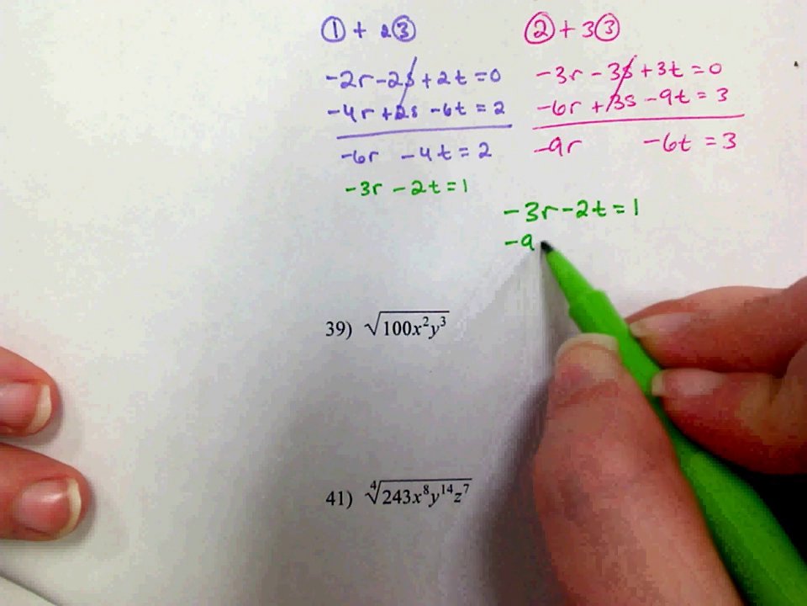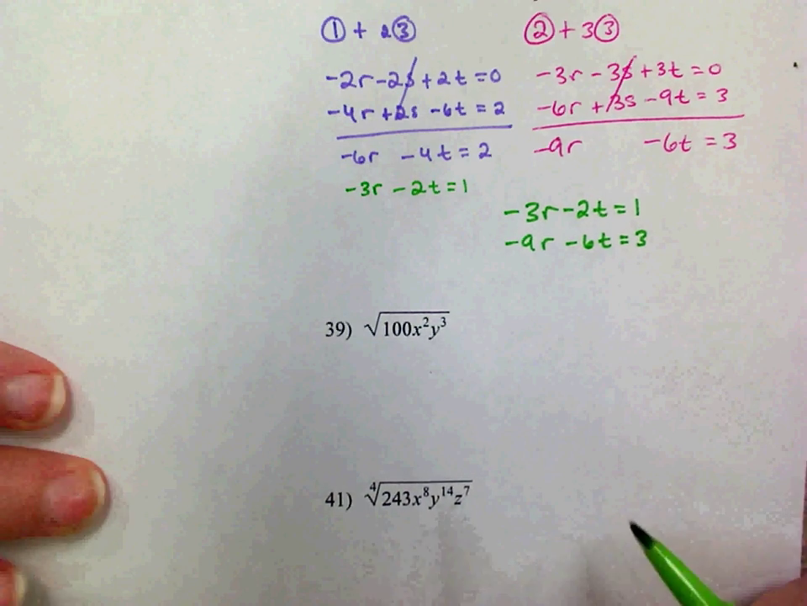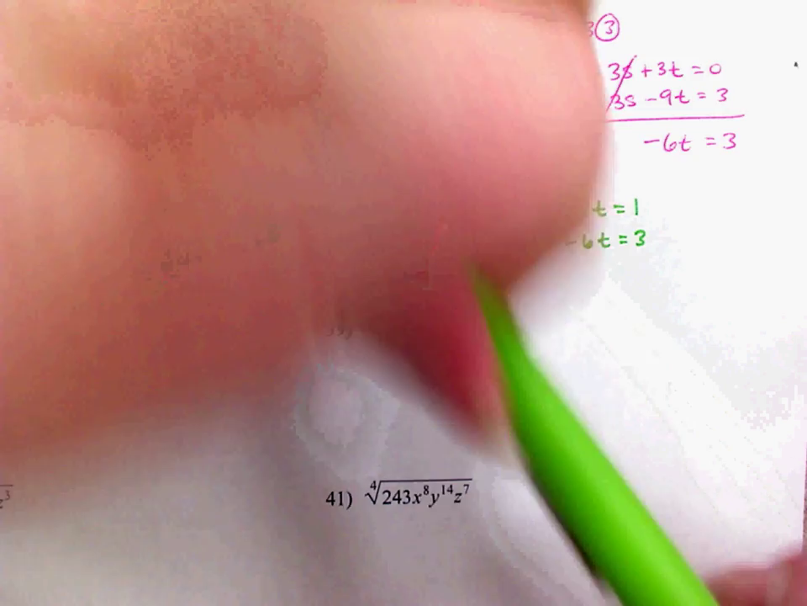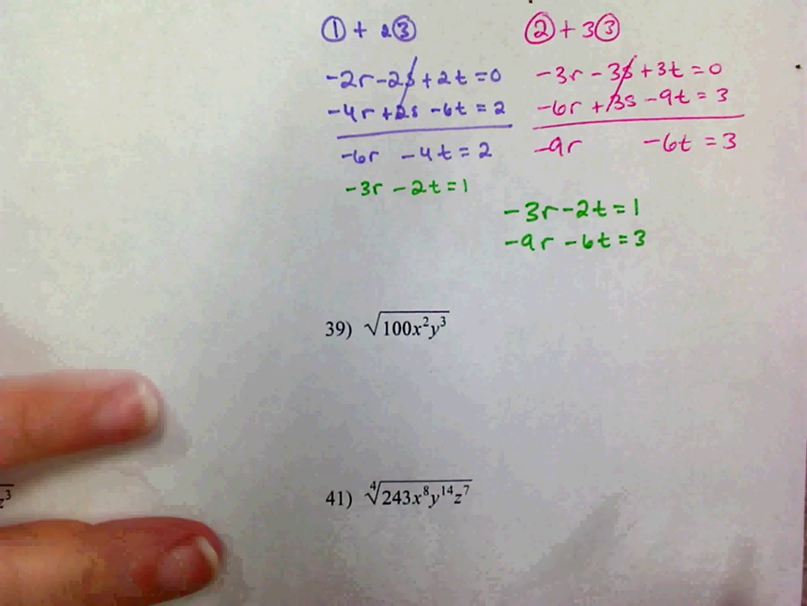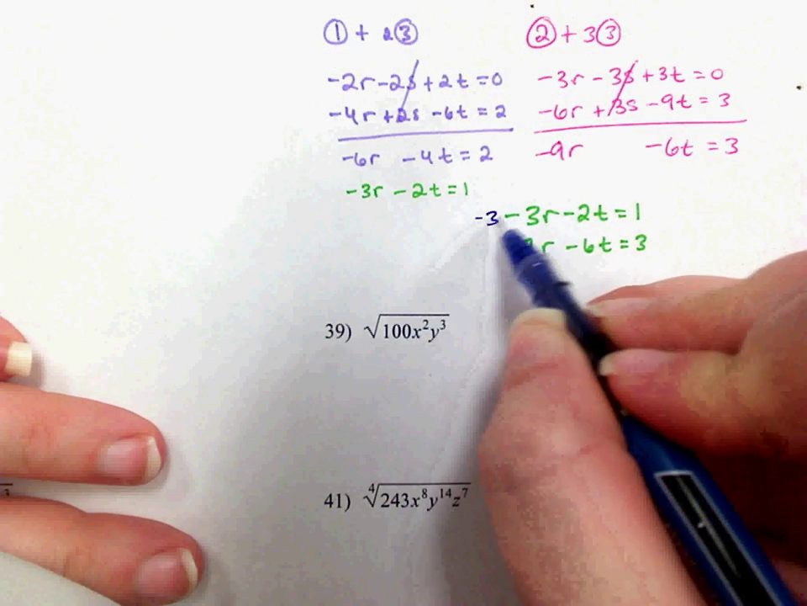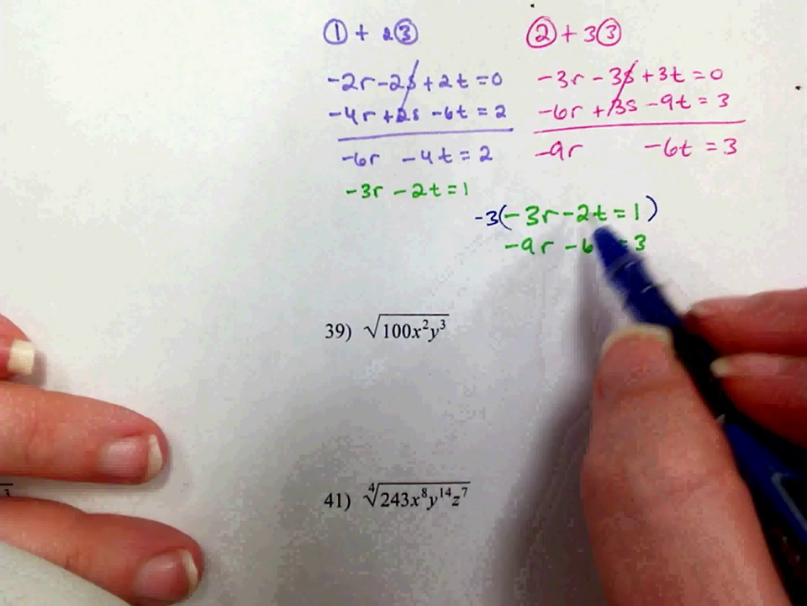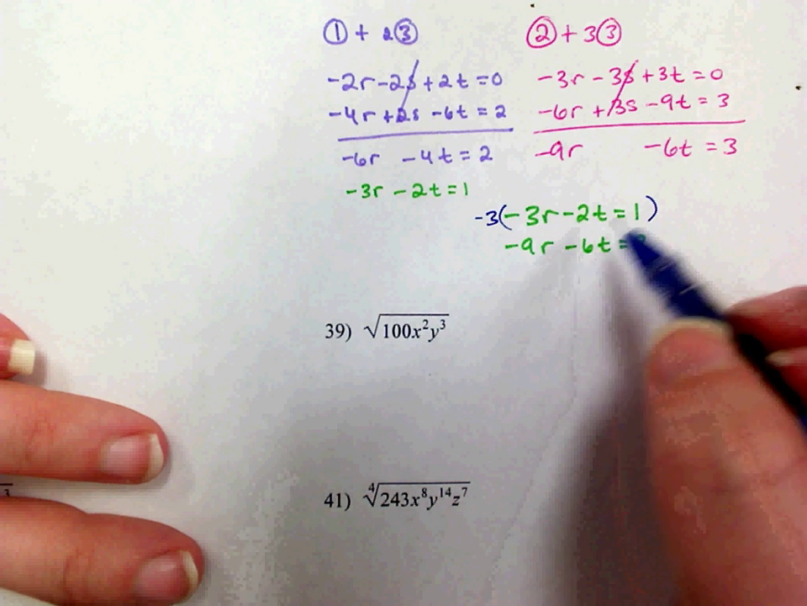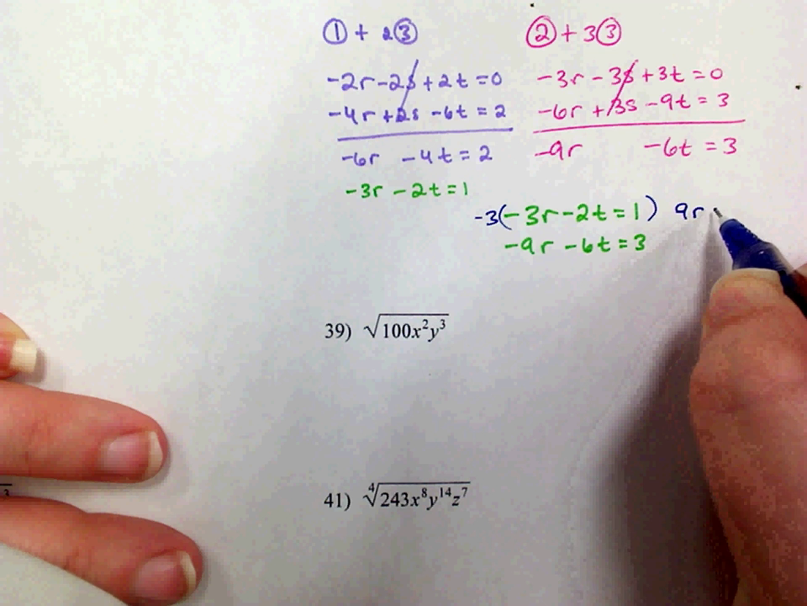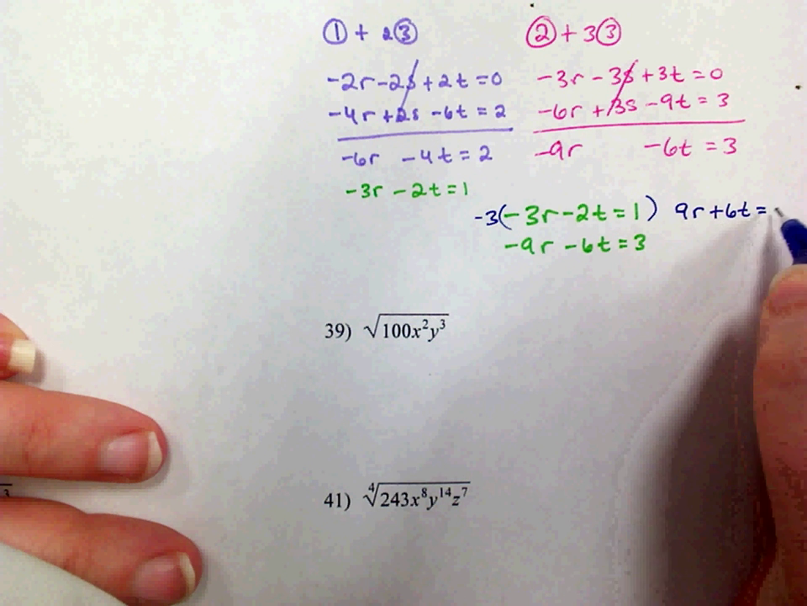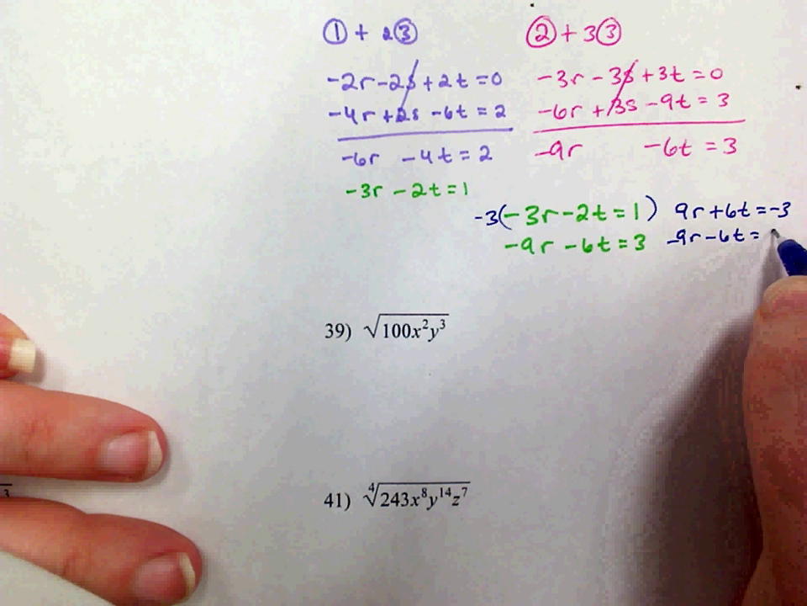Now, at this point you need to do elimination again. And I don't know if you noticed, but if I were to multiply this top equation by a negative 3, then I would get a positive 9 and I cancel those out. And the same thing you might notice here and there. So let's see what we're left with. I've got a positive 9r plus 6t equals a negative 3. I've got a negative 9r minus 6t equals positive 3. I get 0 plus 0 equals 0.